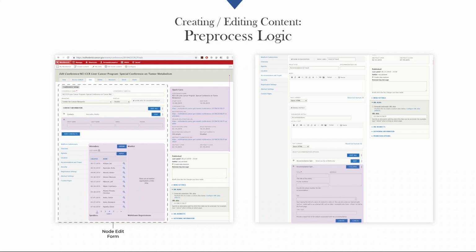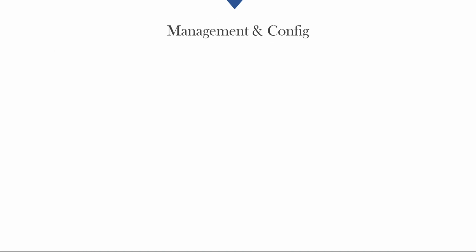If you can see in the screenshot on the left, in the top right corner we have a quick facts box that has a lot of data related to that conference. We also used the pre-process function to make all that information available so the user could have a quick peek at the starting date of the conference, the closing date, the URLs to the registration form, or the capacity of that conference.